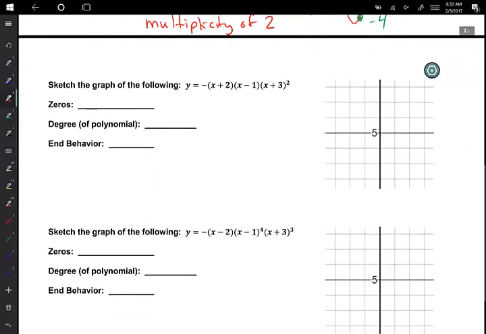All right, here we go. Zeros. x plus 2, what's the 0? -2. x minus 1, what's the 0? 1. And x plus 3, what's the 0? -3. So let's put our dots at -2, -3, and 1.